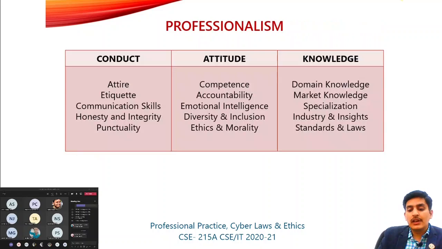So this is a slight breakup of what is included in the different types of characteristics required from a professional, under three headings: the first is conduct, the other is attitude, and the third one is knowledge. Under conduct, what are the different expectations from you? The expectations related to attire, what you wear. Second is your etiquette, how you do things, the way you do them. The third is communication skills, how good you are at communication. Fourth is honesty and integrity, and the fifth one is punctuality. So these are all related to your conduct, that is, how you do things.